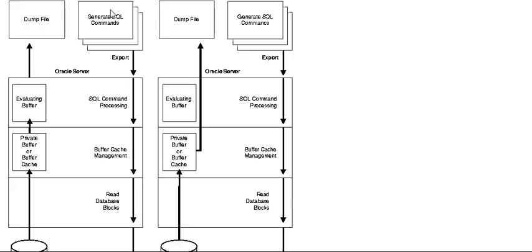See, the conventional path: export SQL command processing, buffer cache management, reading blocks from the database, and then moving them from the private buffer cache to the evaluation buffer. In that case, it takes more time processing the export command. When we use the direct=y parameter, it directly takes the data from the database buffer cache.